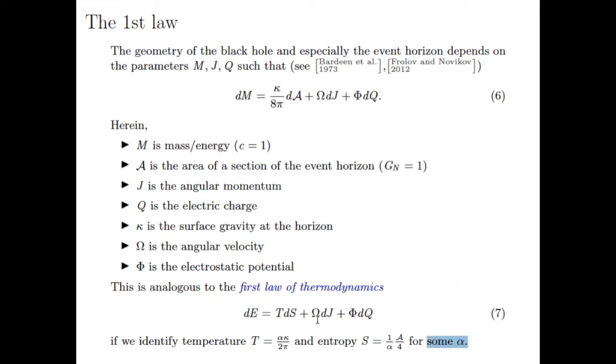constants, because it's a product. We only know that the product T times dS would have to be identified with the product kappa over 8 pi times dA for this to make sense. But we could shift this factor between T and S. So, let's investigate this further.